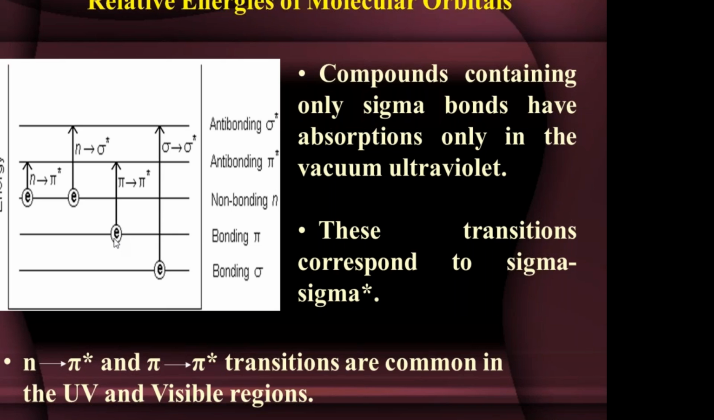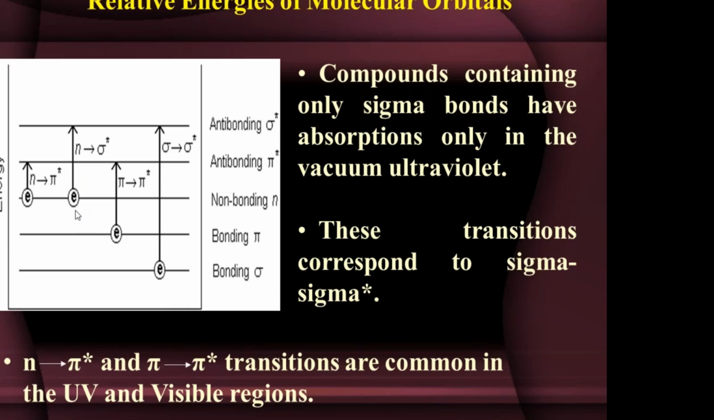Next, you have the pi electrons. The pi electrons can get excited to the pi star antibonding orbital. This energy is possessed by the UV visible region, so this can easily take place. Pi electrons are found in unsaturations. So unsaturated molecules always have pi electrons, and so all the unsaturated molecules will be capable of absorbing UV or visible radiation.